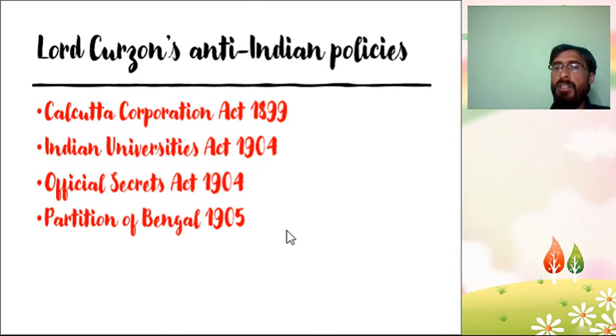Bengal was divided into two parts: Eastern Bengal dominated by Muslims, Western Bengal dominated by Hindus. This was divided in order to weaken the Indian nationalism. This caused great resentment among the Indians, and they stood against the British and launched a movement known as Swadeshi movement. This created fear among the official circles and forced them to think in terms of some reforms.